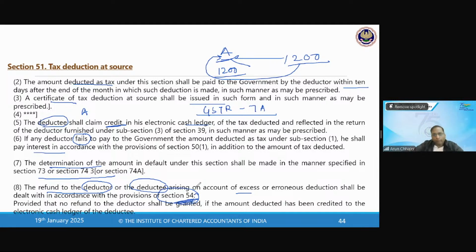Now, some more part we have to discuss with respect to TDS. For that, I am going to the Institute का study material. मैं एक बार discuss करता हूँ. Just allow me 1 minute. Let me open the Institute का material.